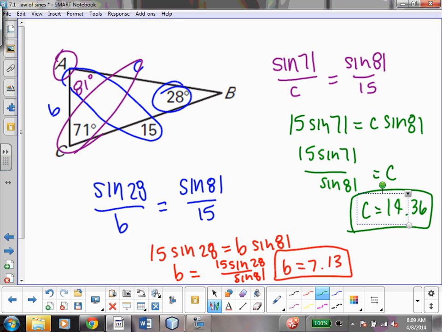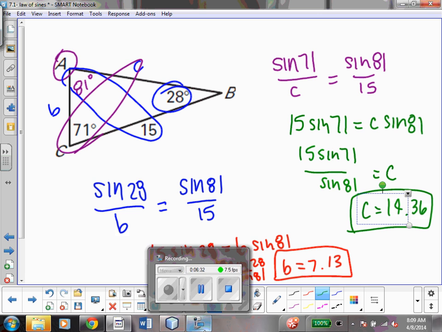We'll work with the law of sines more in class, and we'll talk about the ambiguous case. Please write down any questions that you may have.